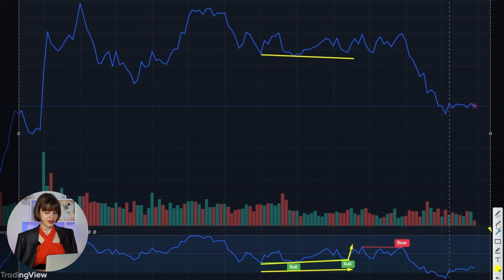Now let's look at bearish divergence. As you can see, we had an upward movement here. At the same time, we see a downtrend on the indicator. In this case, we would open a deal to sell. And when looking for bearish divergence, we consider upper levels. When looking for bullish divergence, we consider lower levels.